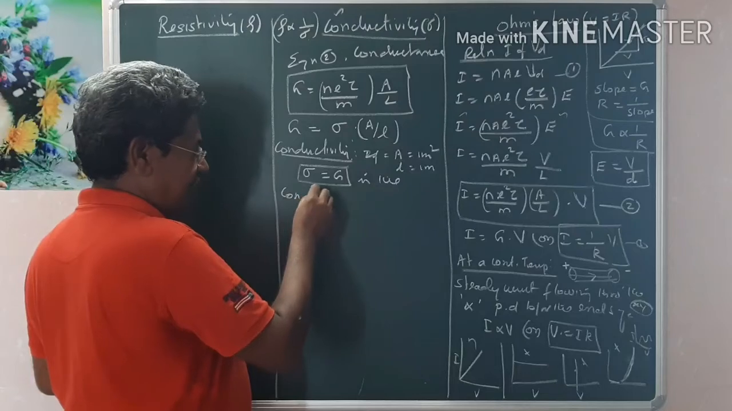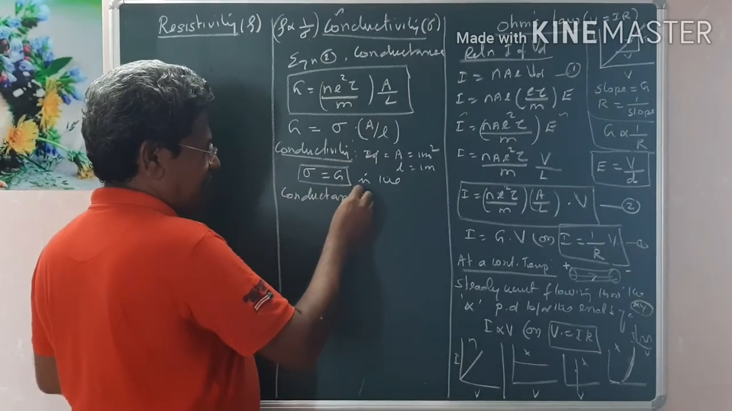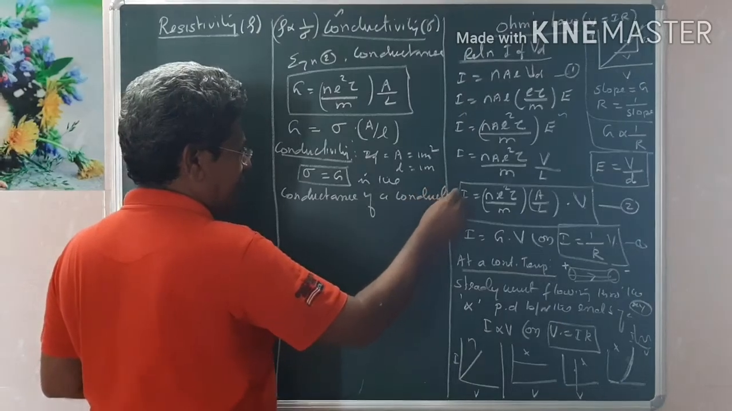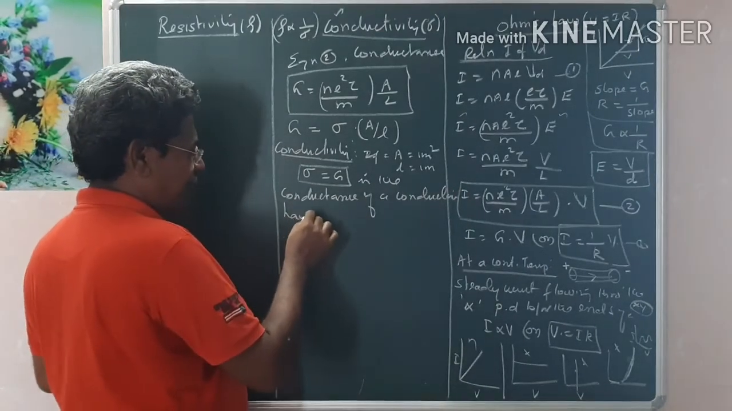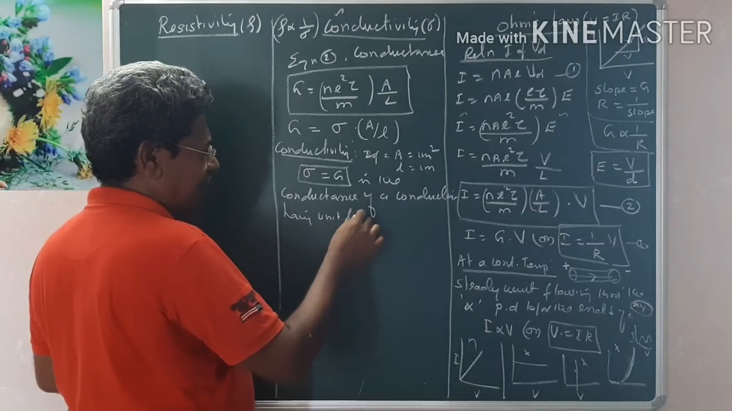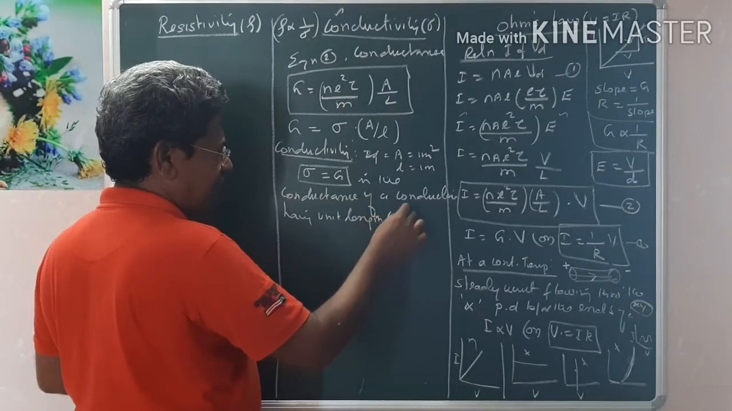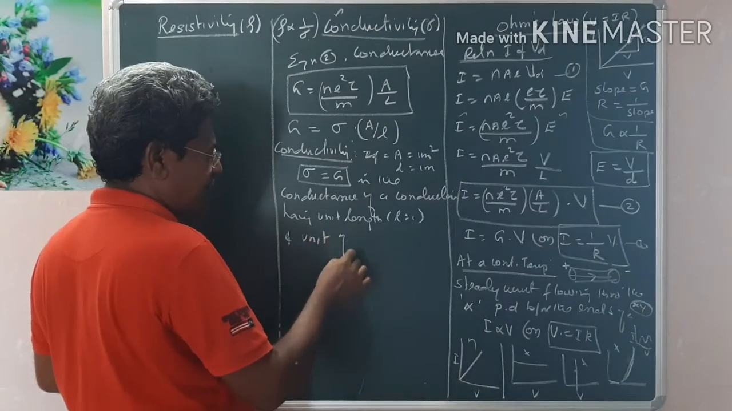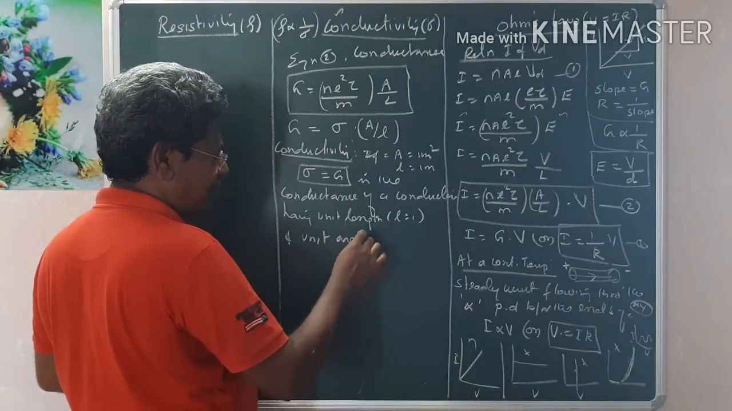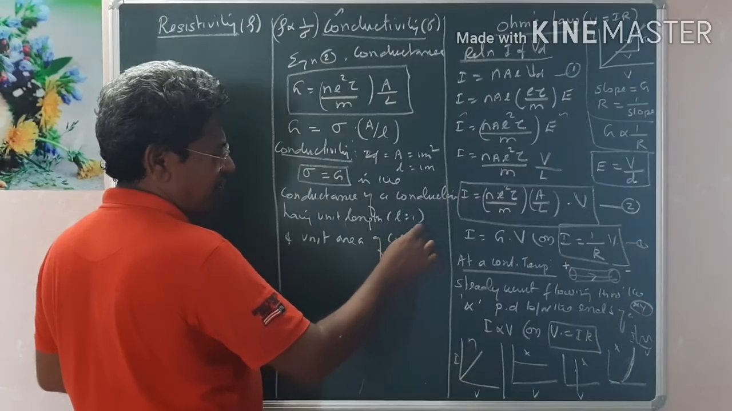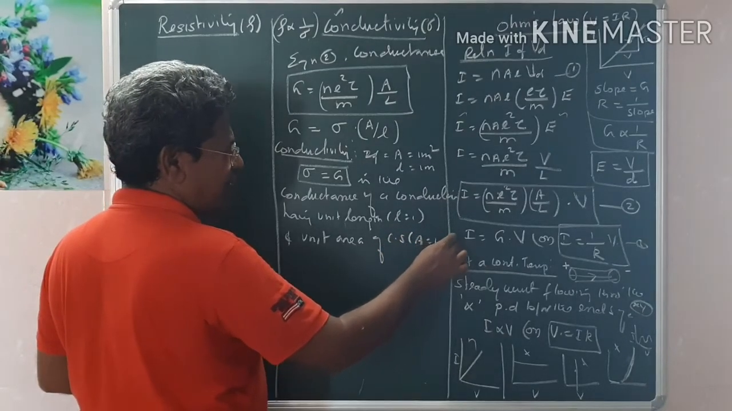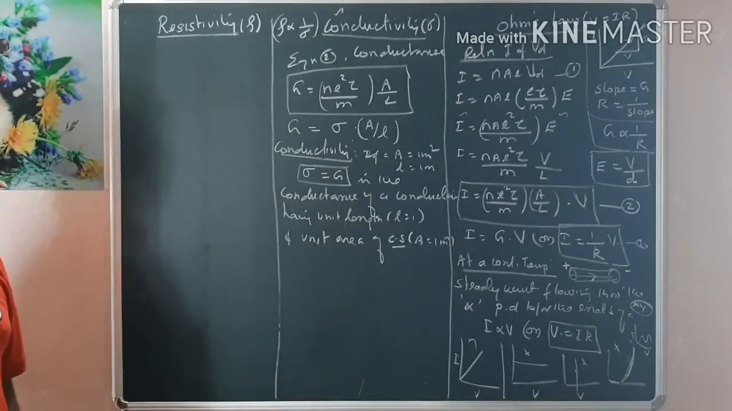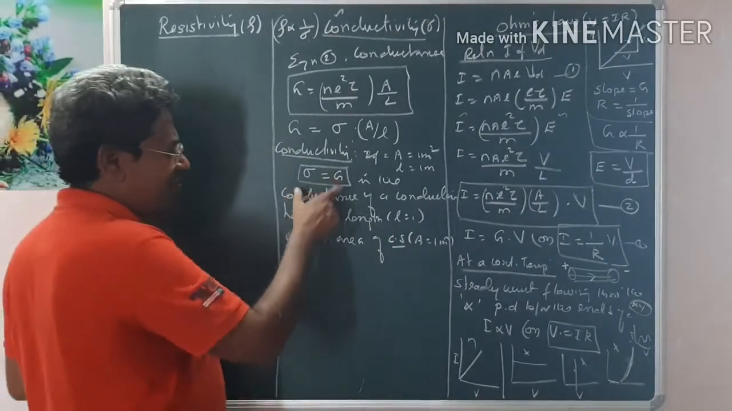That's all. Therefore, conductivity is the conductance of a conductor or a wire having unit length, that is L equal to 1, and unit area of cross section, where A equal to 1 meter square. This is conductivity. Therefore, this is the definition for conductivity.